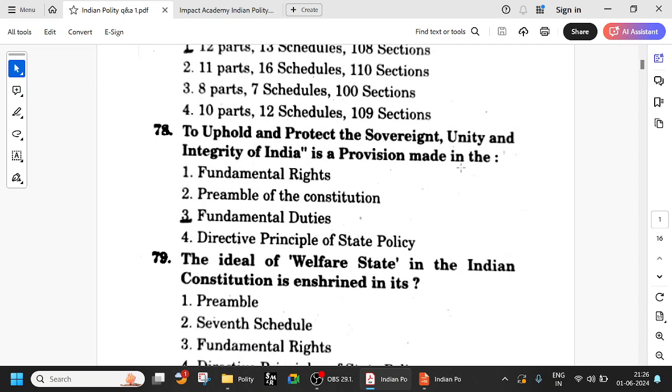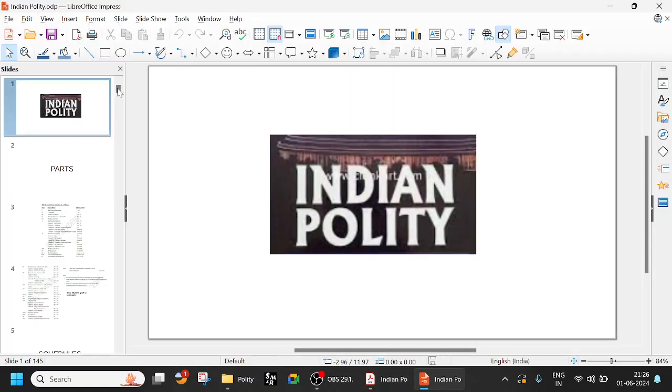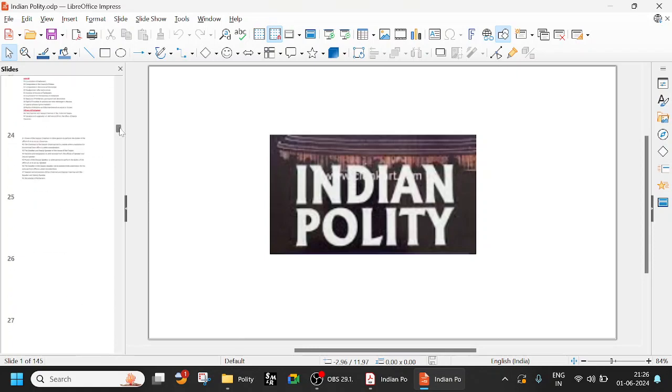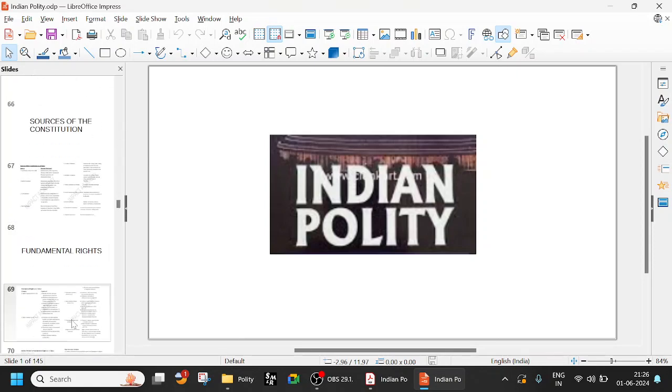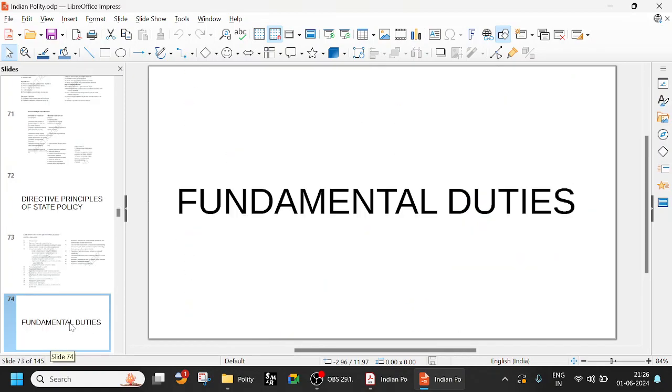So to uphold and protect the sovereignty, unity, and integrity of India is a provision made in the fundamental duties. Okay, to uphold and protect the sovereignty, unity, and integrity of India. So if you look at the fundamental duties, okay, it's Article 51A. Article 51A is fundamental duties, right?